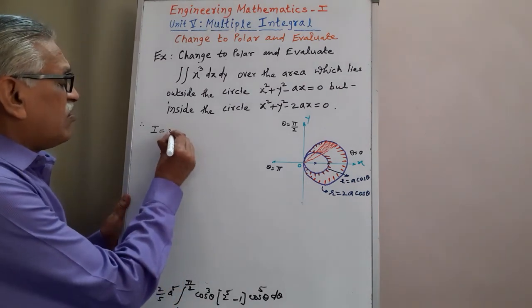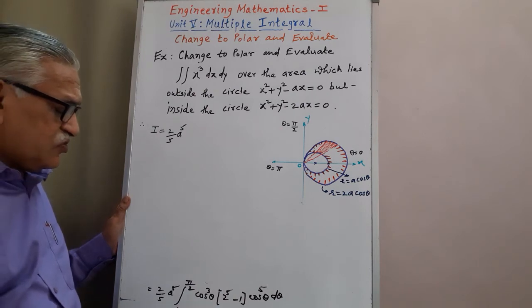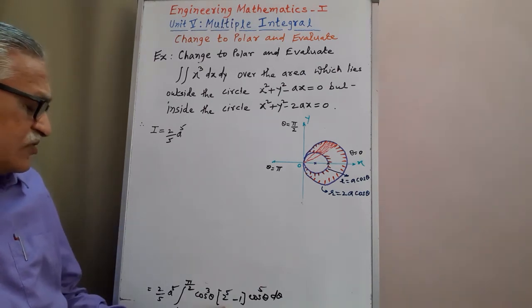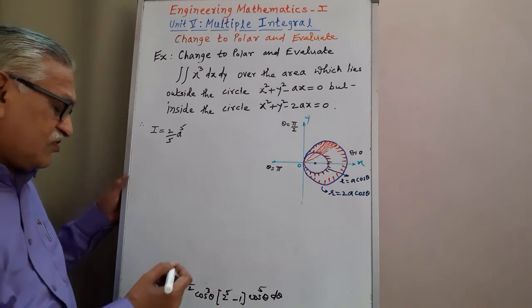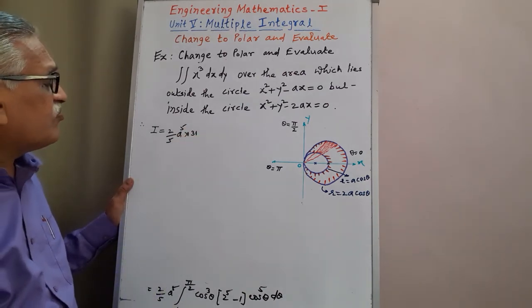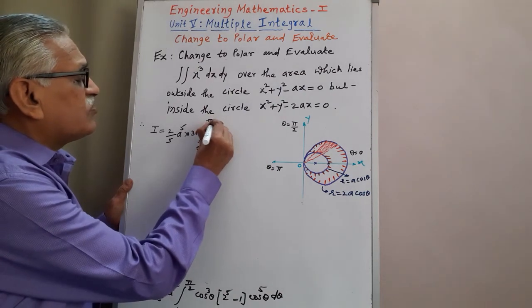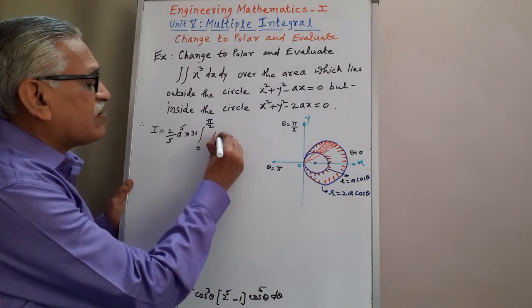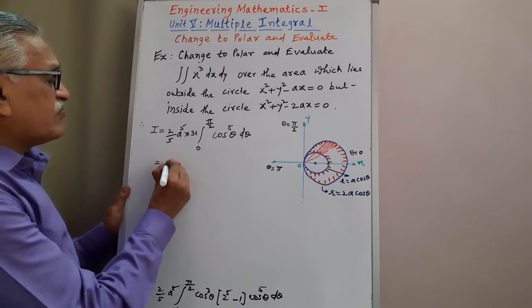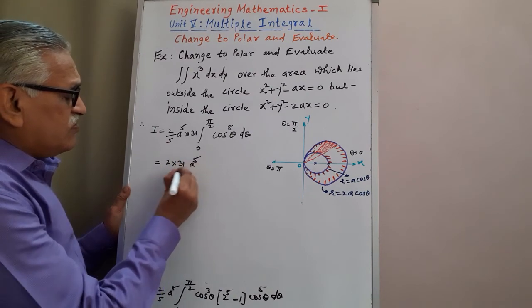It is 2 by 5 a raised to 5, 2 raised to 5 it is 32, minus 1, here it is 2 raised to 5, 32 minus 1, 31, integral from 0 to pi by 2 cos theta raised to 8, and therefore it is 2 into 31 a raised to 5 by 5.